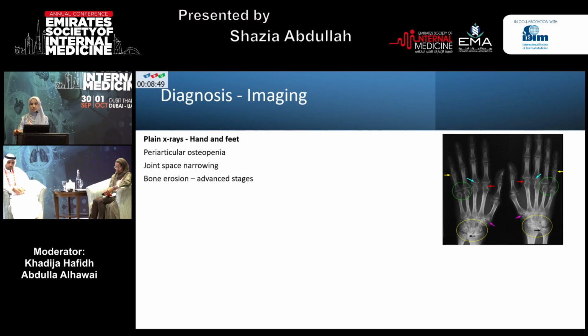Imaging-wise, X-rays are not very useful at the beginning. Patients need to have symptoms for at least 3 months before we can see changes on the X-ray. If there are changes, there's usually periarticular osteopenia that you can see in the green circle. Then you've got the erosions, which are punched-out bone lesions, the bone being destroyed by the rheumatoid pannus. And then you also get the reduction in the joint spaces.